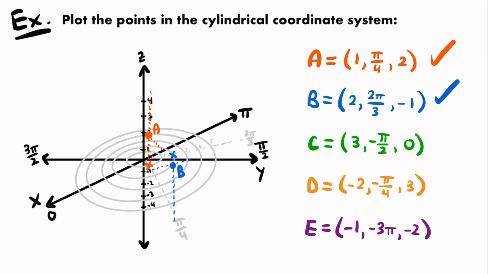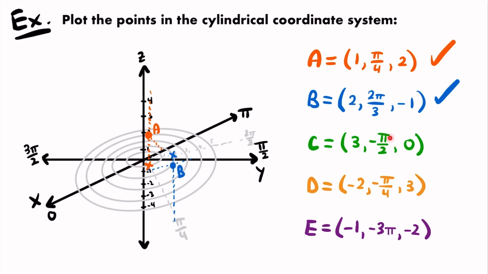Okay, let's move on to point C. We have 3, -pi divided by 2, and then 0. So this is really nice. The fact that z equals 0 should tell you right away, hey, I'm not going to be moving anywhere along the z-axis. This is essentially just a polar coordinate. We have a radius, we have an angle, but no value of z, it's 0, so we're not going to leave the xy plane. Okay, so this one's going to be pretty easy.